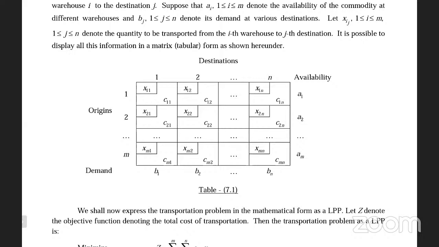Some Kukatpalli area is destination 1, and Amirpet is destination 2, and so on, somewhere there is destination n. Now in that distribution, the costs are C11, C12, and so on up to C1n, then C21, C22, and so on up to C2n. Like that, we have different transportation costs.